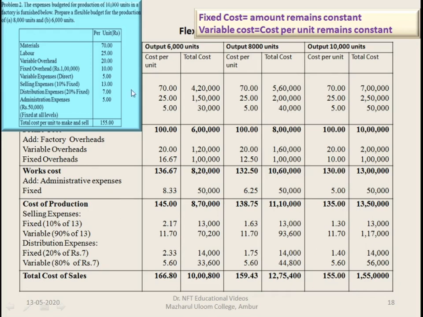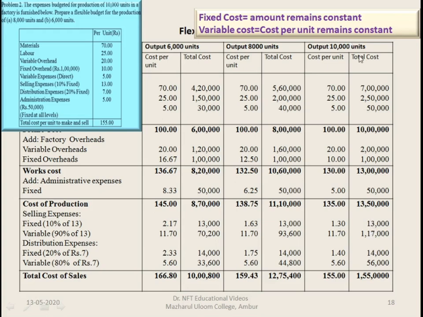This is for an activity of 10,000. So 10 percentage of 13 is 1.3. 1.3 into 10,000 is 13,000. So this 13,000 is common at all the three levels. So 13,000, 13,000 and 13,000.